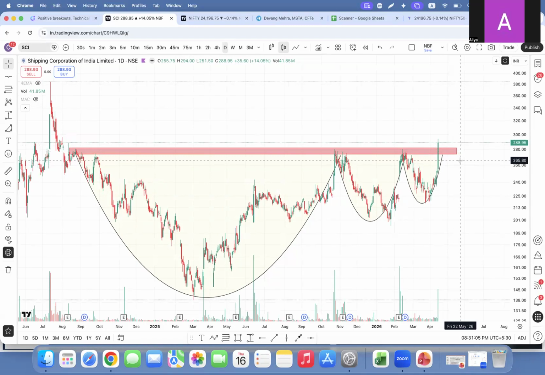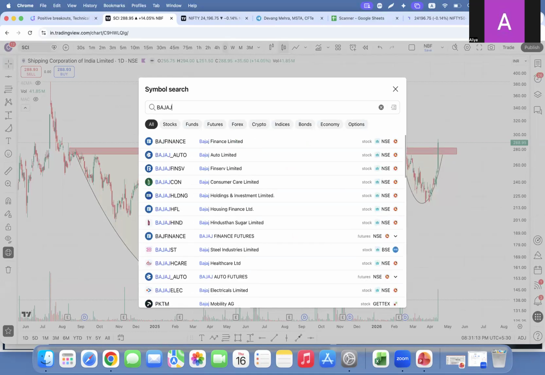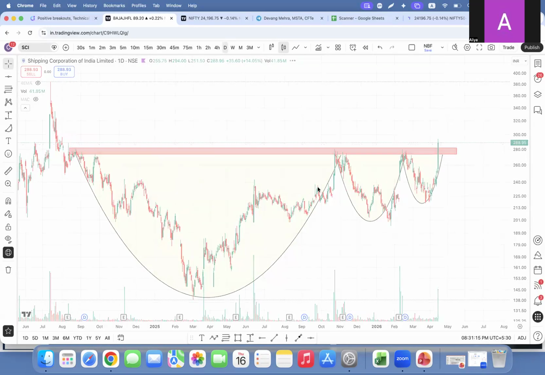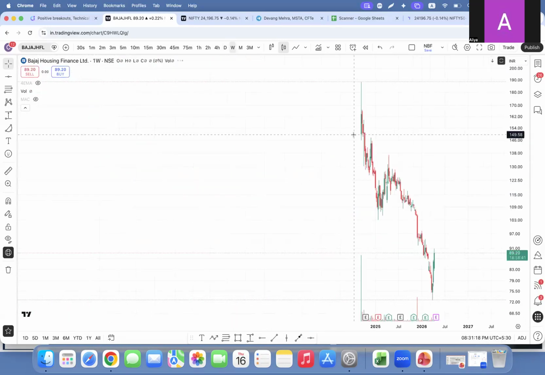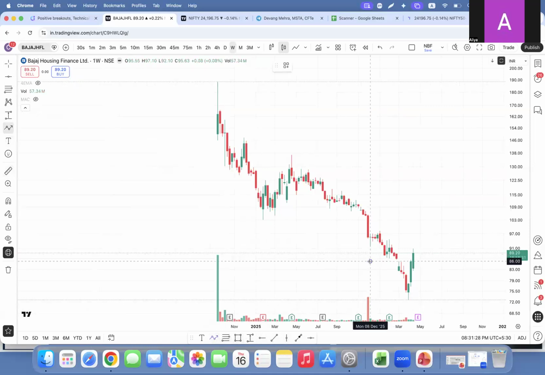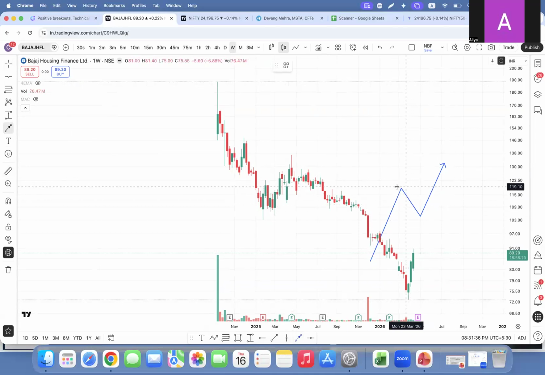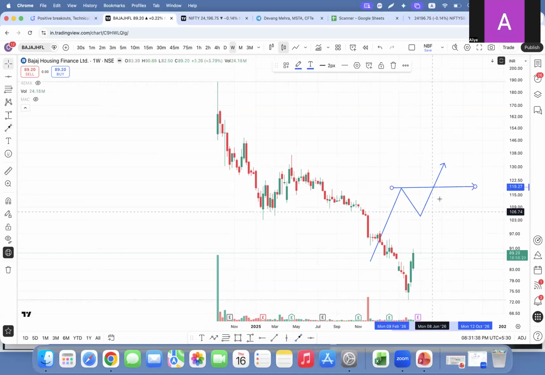And then we have one more stock, Bajaj HFL. So if you see Bajaj HFL, the price is falling. So never buy a stock which is falling. Price has to make higher highs, higher lows. So it has to go like this. It has to break the previous resistance, and then go up. It is falling. Please avoid this stock.